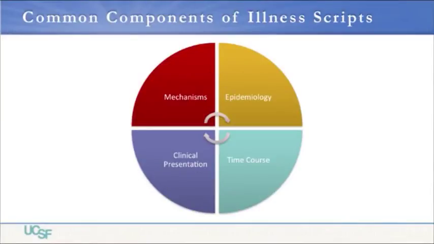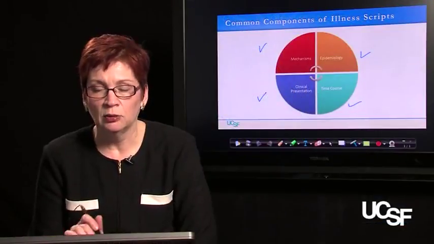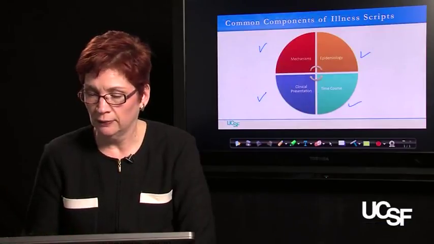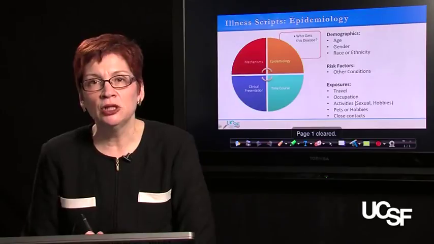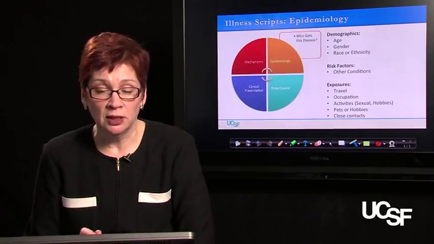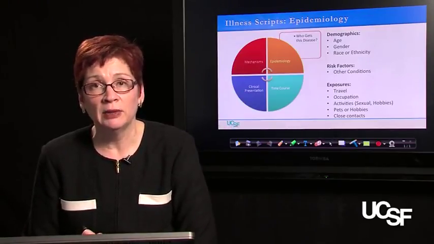And these are the 4 standard components of illness scripts in each expert's brain about every disease that they truly know. A statement of epidemiology, a statement of time course of how the disease presents, a statement of clinical presentation or classic signs and symptoms, and an understanding of the underlying mechanism of disease that led to the clinical presentation and the time course in question. Let's take each of these foundational elements for the illness script in turn and examine them a little bit more closely.